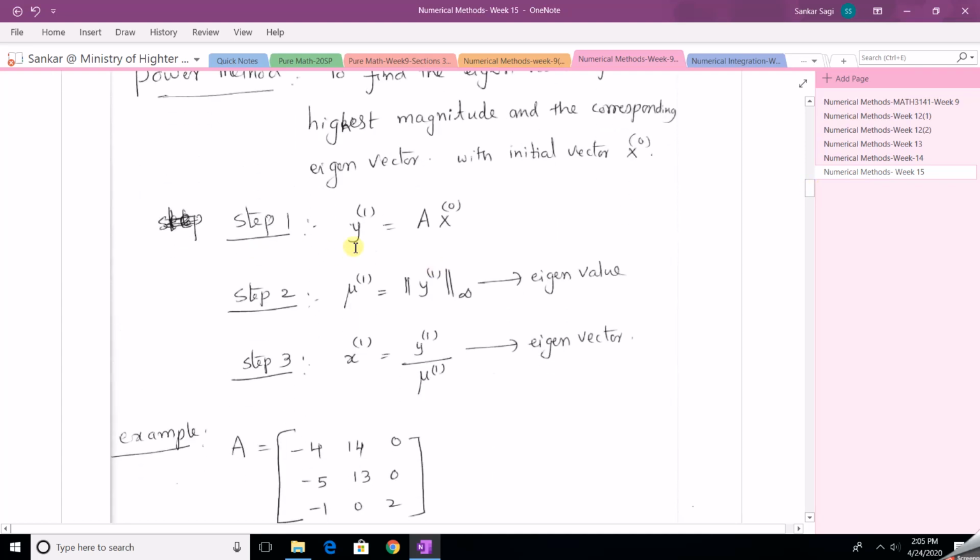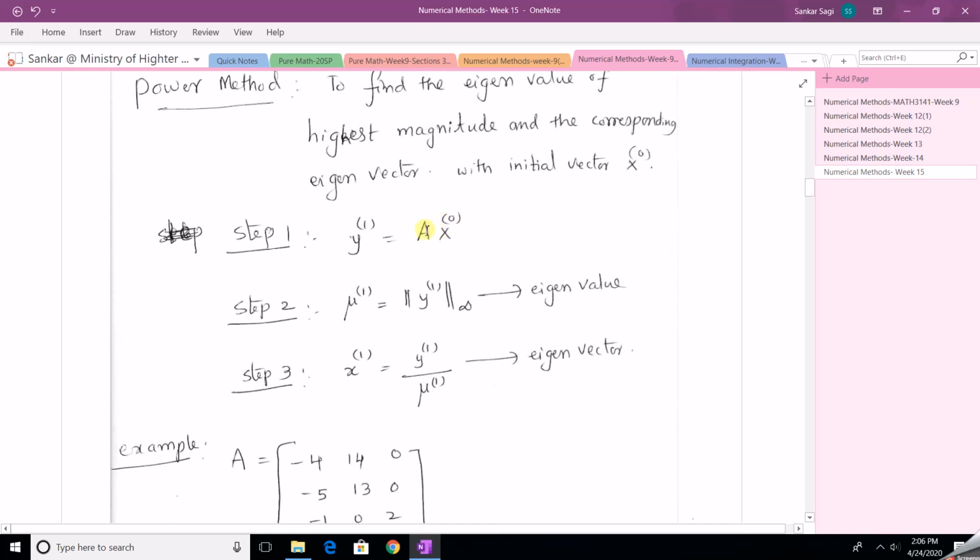Now the first step is we find this matrix vector. We find this vector y1 by writing y1 is equal to A times x0. Here A is the given matrix for which we need to find the eigenvalue and eigenvector. So this matrix A will be given.